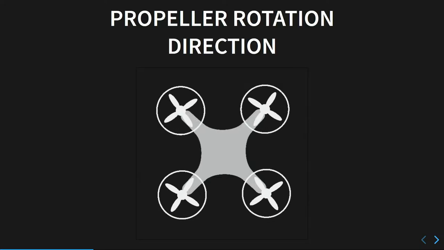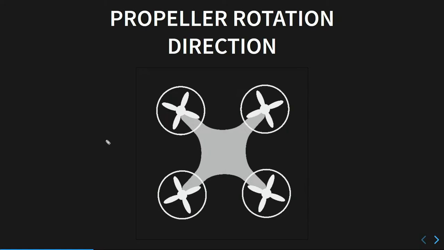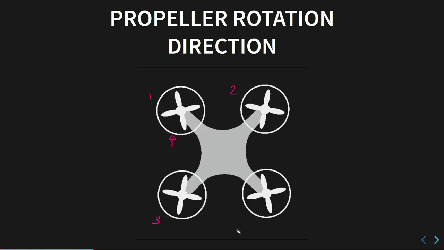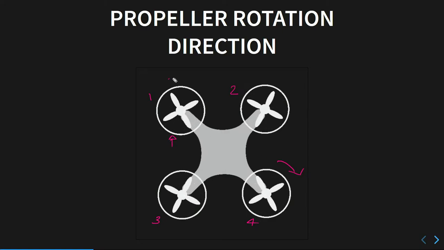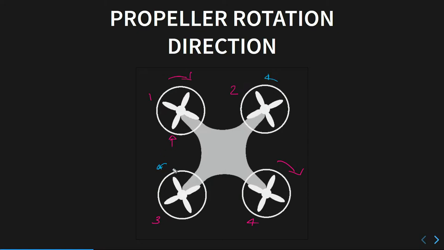And in here, you will notice that we have these four rotors. And let me just bring up my pen. So if this is motor one, we'll name this one, this is two, this is three, and this is four. You'll notice that motor 4 and motor 1 are rotating in the clockwise direction, and motor 2 and motor 3 are rotating in the counterclockwise direction. This is important.